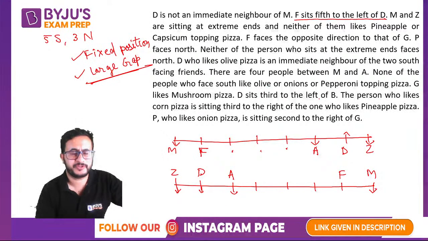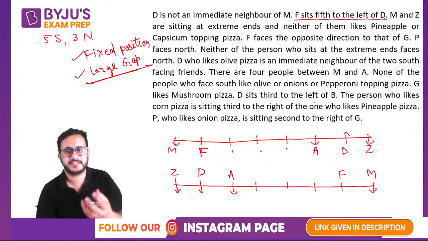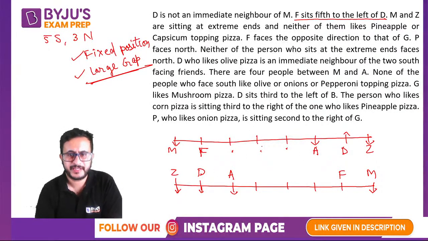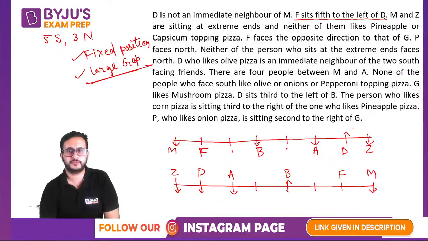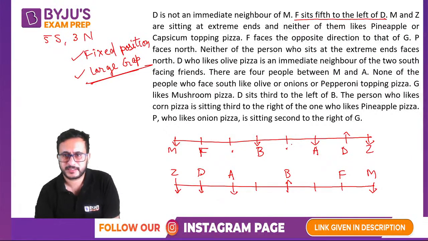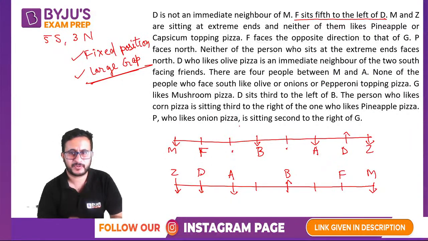D sits third to the left of B. Next statement is D sits third to the left of B. So if we take this case, 1, 2, 3, this will be B, and B should be facing south. If you take B north, left is this side. In this case, 1, 2, 3, this will be B, and B will be facing north in this scenario. Okay, so we have placed B also. Now we are left with two people, that is P and G.